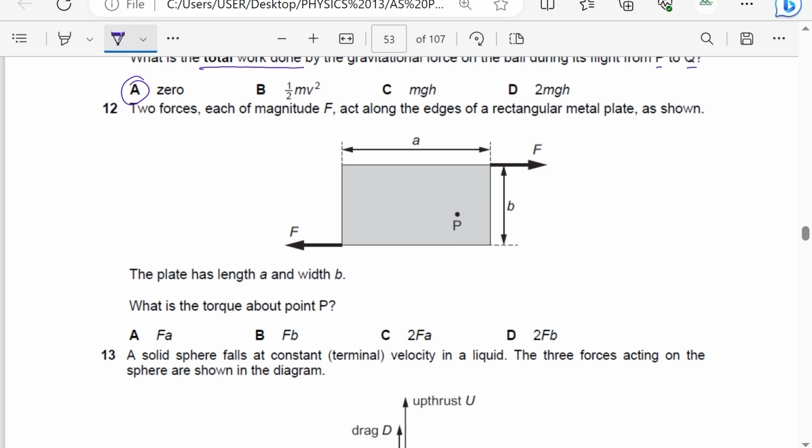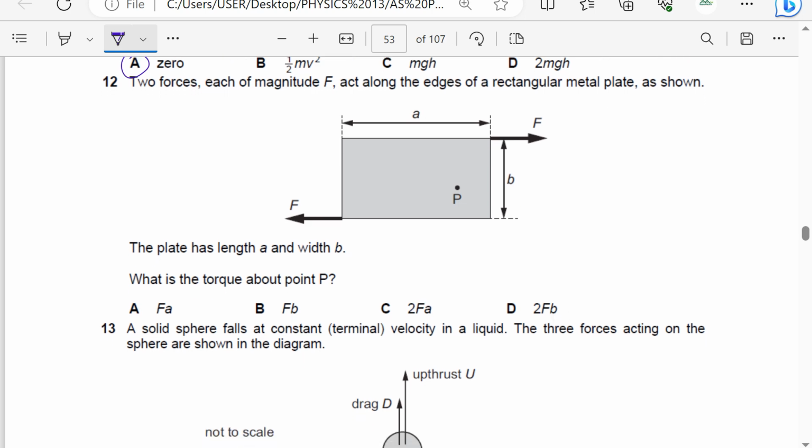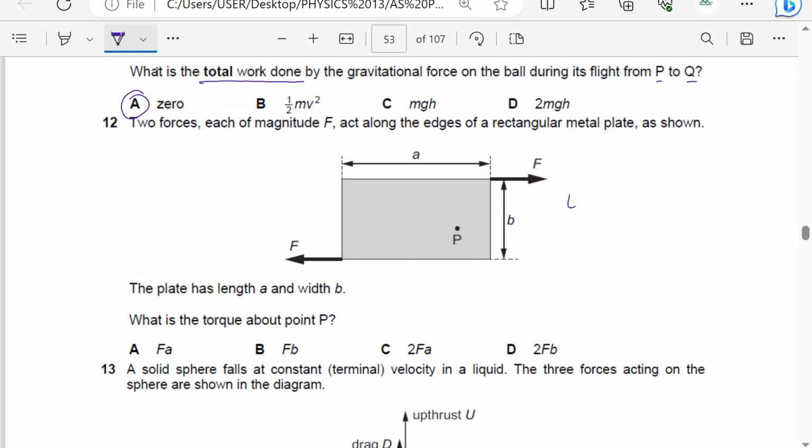Two forces, each of magnitude F, act along the edges of a rectangular metal plate as shown. The plate has length A and width B. What is the torque about point P? So remember, torque is the product of the force and the perpendicular distance. Since these are forming what we call a couple, and we want the torque about point P.